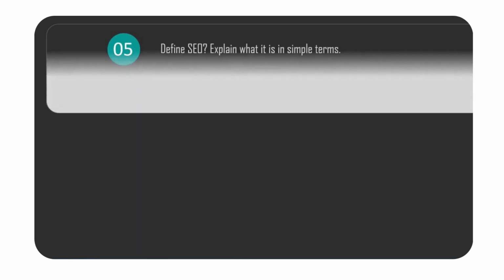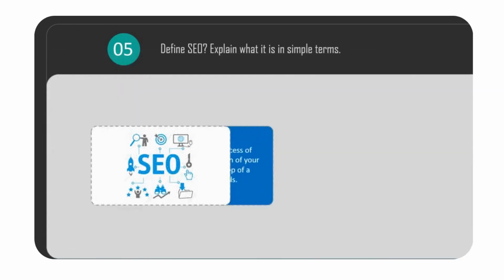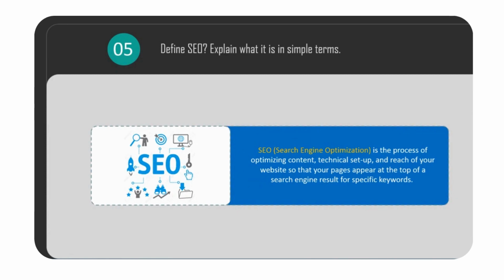Okay. Now, the next question is, what is SEO? Explain it in simple terms. SEO is actually a process of optimizing your content, technical setup, and reach of your website so that your pages appear on the top of the search engine result pages for a specific keyword. So, this is a process of increasing the quality of your website traffic, guys.